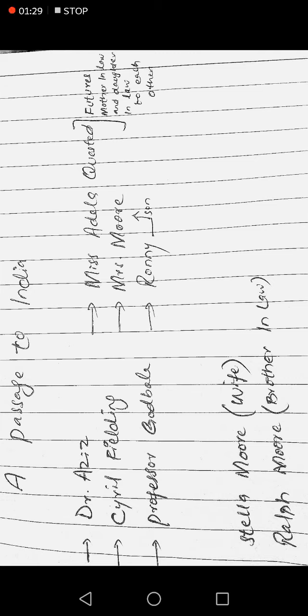Here are two other characters, Miss Adela Quested and Mrs. Moore. Both came from England to India for traveling. They are both eager to travel to various places. They have decided in a club to see the real India by traveling.